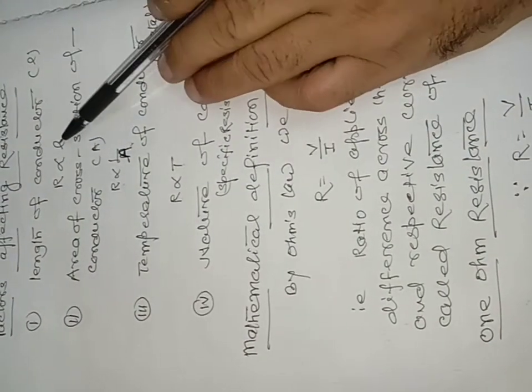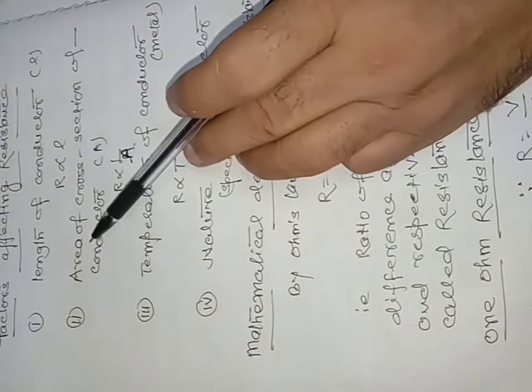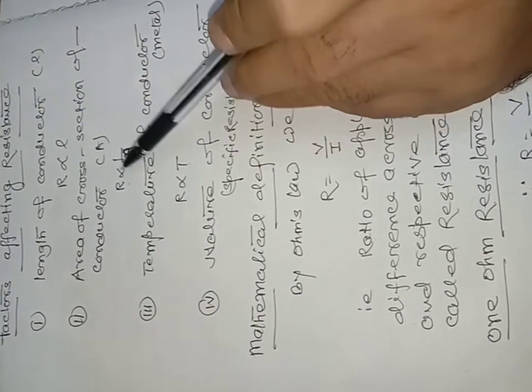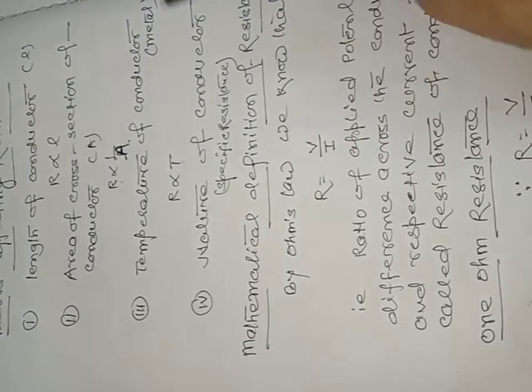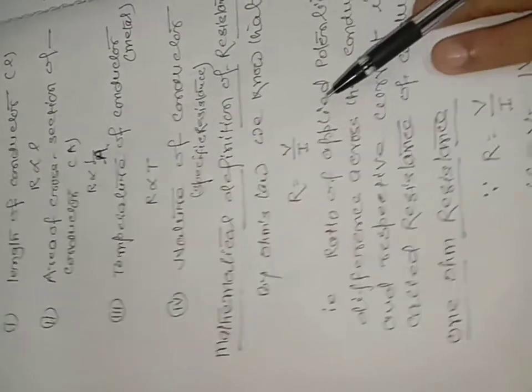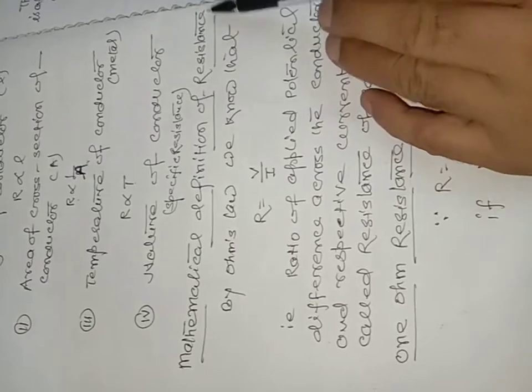Length of conductor, so R is proportional to L. Area of cross section of conductor, it is inversely proportional to R. Temperature of conductor, directly proportional to resistance. And nature of conductor. What is the mathematical definition of resistance?